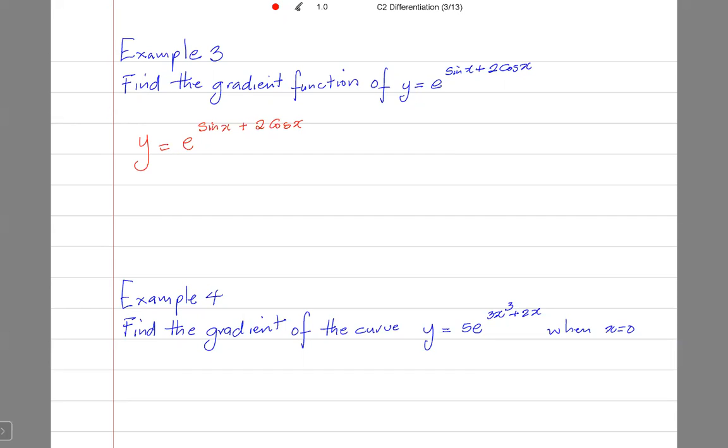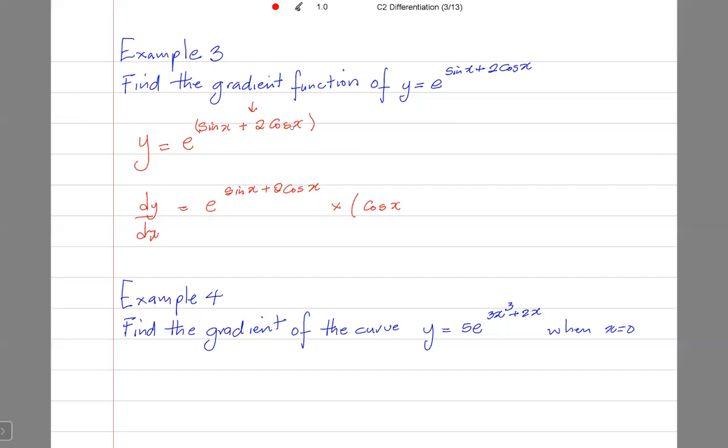If I differentiate e to the x, I'm going to get back e to the x. You should see that this is a composite function and that the inside function is sine x plus 2 cos x. So dy by dx would be equal to e to the sine x plus 2 cos x, which is the differential of the outside function, multiplied by the differential of the inside, which is, if I differentiate sine x, I'm going to get cos x.